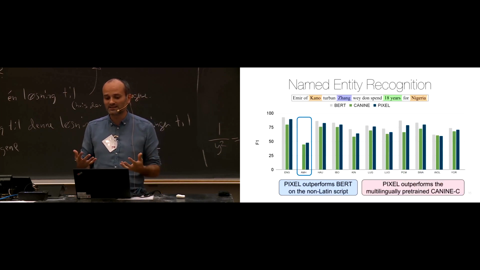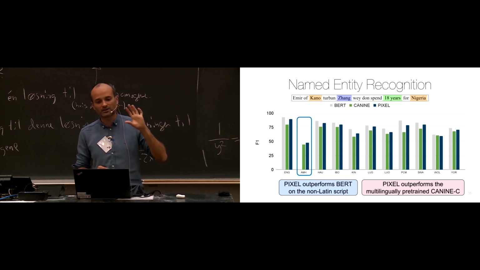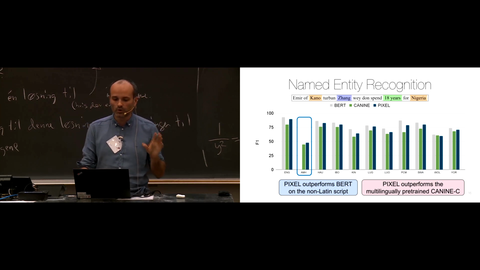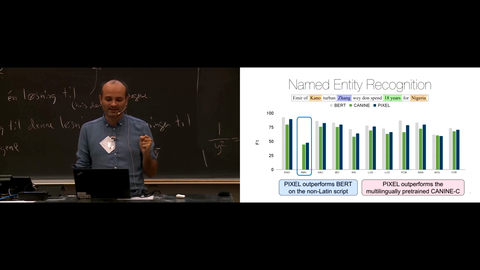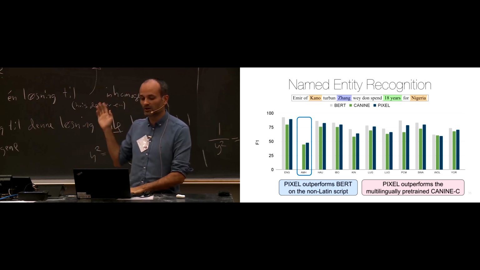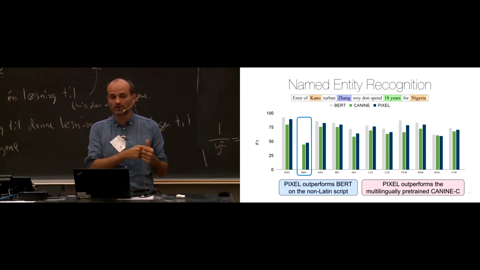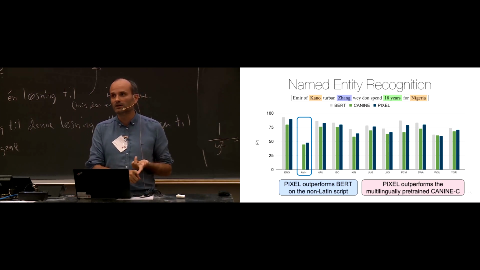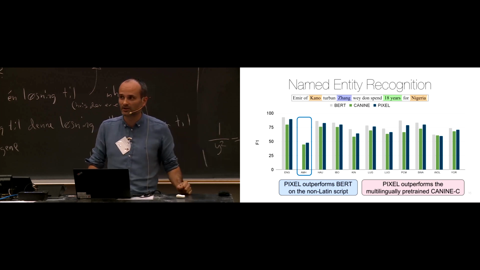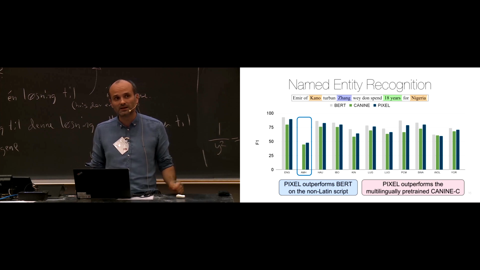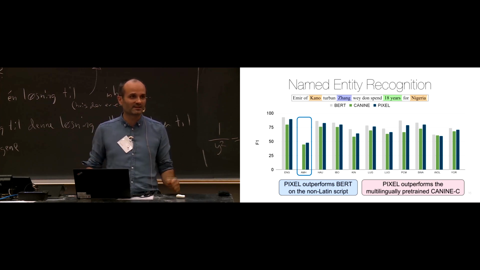We also applied it to other tasks like named entity recognition. This is named entity recognition in a collection of African languages. One thing that's really exciting again is that on this Amharic script, our model outperforms the other models. One of them is BERT, another is a multilingual CANINE model from Google Research. And something that's really great is that our model outperforms CANINE, which is pre-trained on multilingual text. Our model has only seen English text, which we think is an exciting development for these types of small, compact models that you can train in universities.